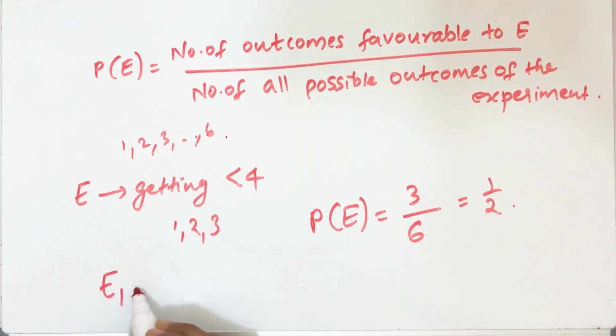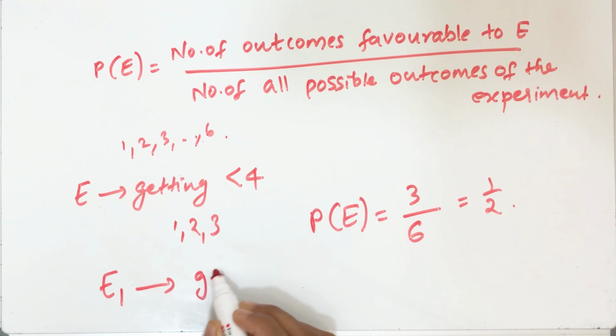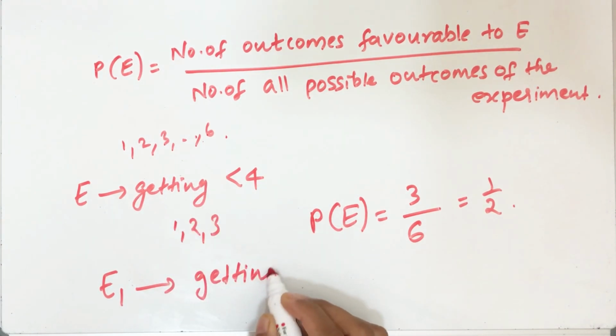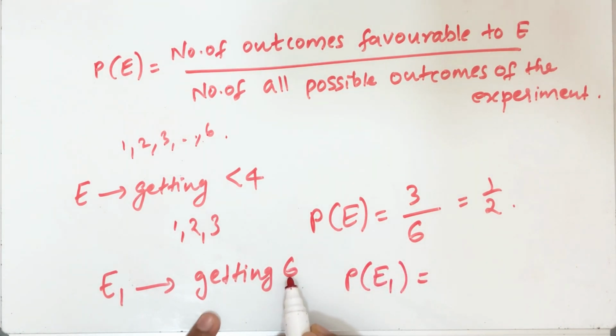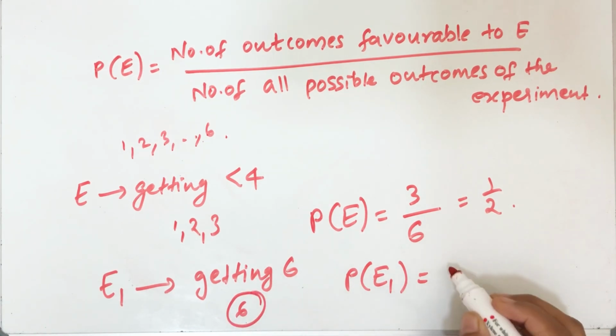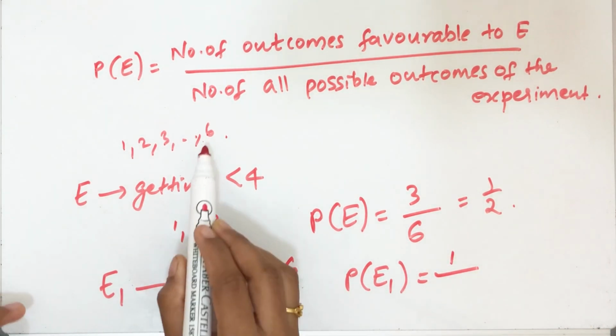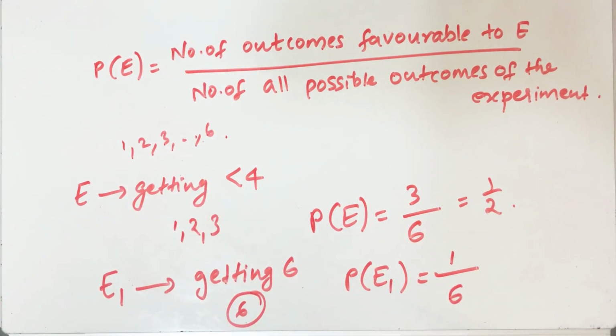Or what is the probability of getting a number 6 in the experiment of throwing a dice? We can say P of E is equal to, getting a number 6, that is the outcome is 6. That is only one outcome. So we can say 1 by the total number of outcomes, which is 6. 1 by 6. Like that, getting a number 2, the probability is 1 by 6. Getting a number 3, only one outcome, that is probability 1 by 6. We can see more examples.